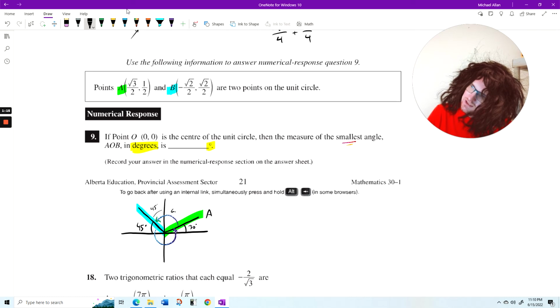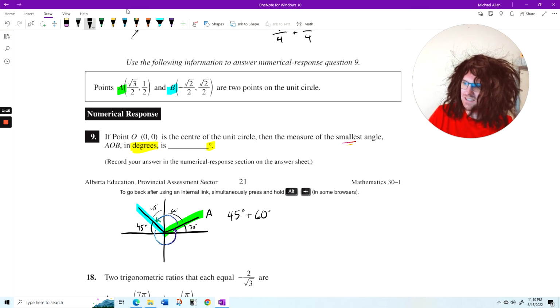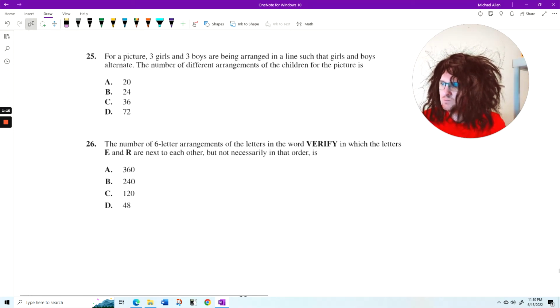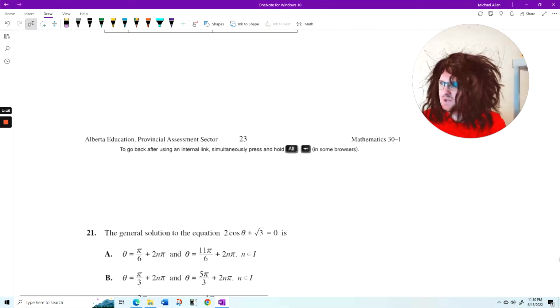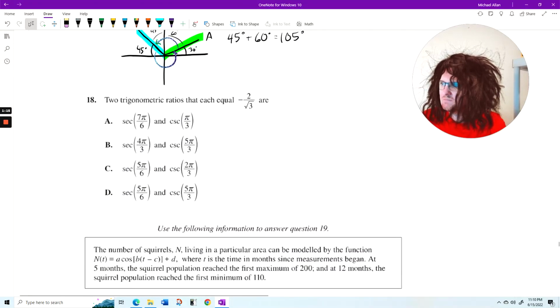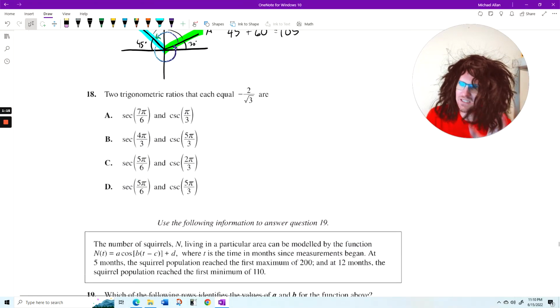This is 60 on this side. What's 45 plus 60? 105? So 45 plus 60 degrees, 105. Oh, where am I? Okay, I'm in a pretty good spot so far. I've got a lot of pages here, but okay. Hope I can get this done by the 2 hour mark.